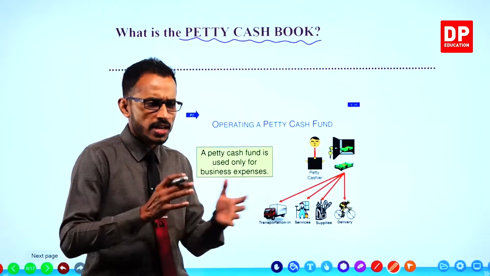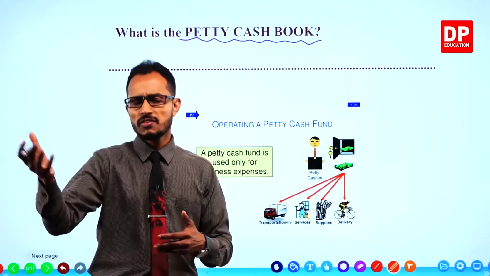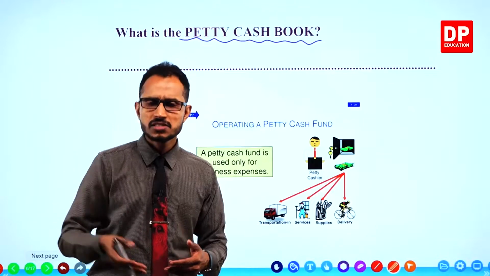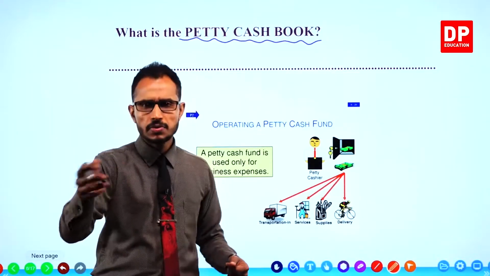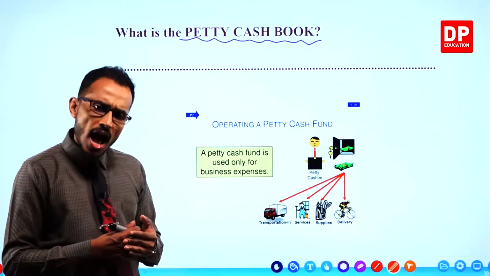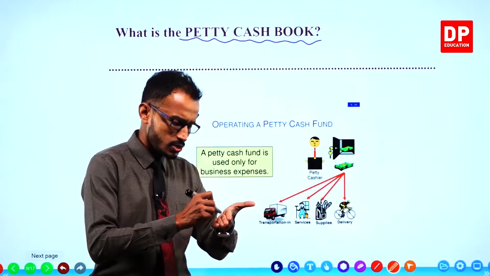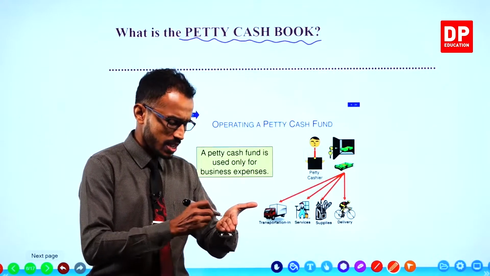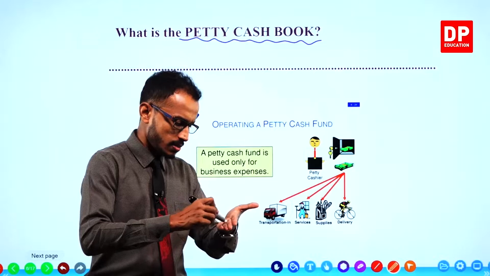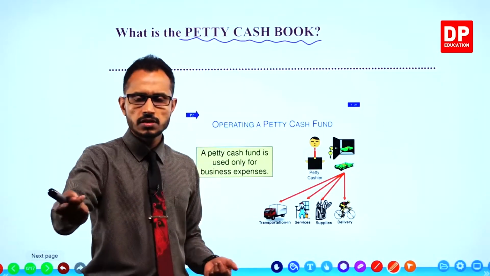And when I have to pay for petty cash expenses to different people in the business, I issue a voucher, writing the reason and the amount, and with my signature, I issue a voucher for that amount.